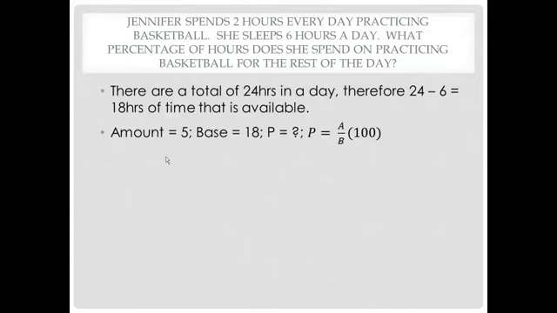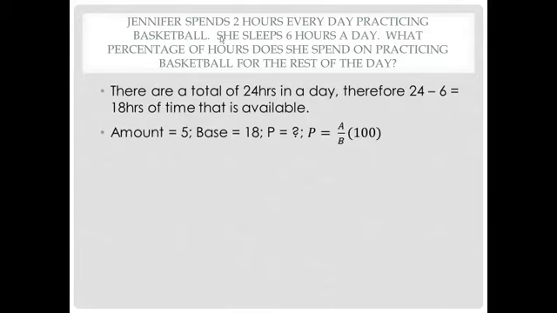All right. Jennifer spends 2 hours every day practicing basketball. She sleeps 6 hours a day. What percent of hours does she spend on practicing basketball for the rest of the day? Okay. So we know there are a total of 24 hours in a day. So if she sleeps 6 hours, then the time she would have available to practice would be 18 hours. The total amount of time that she has available will be 18 hours. That's the total she has to practice.